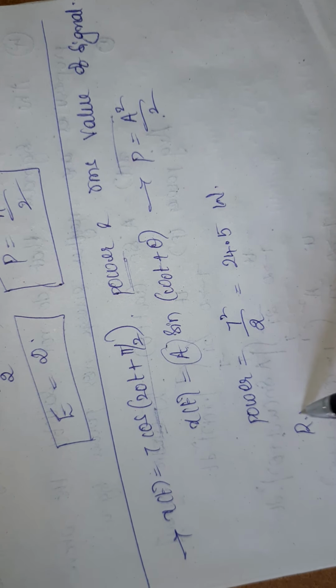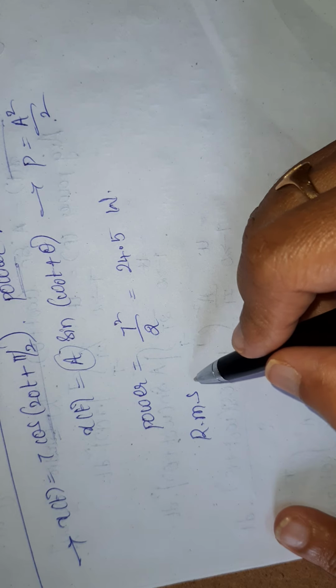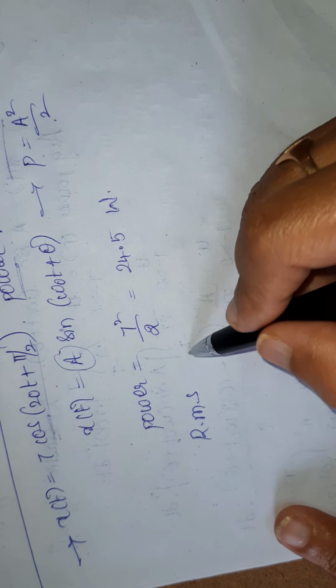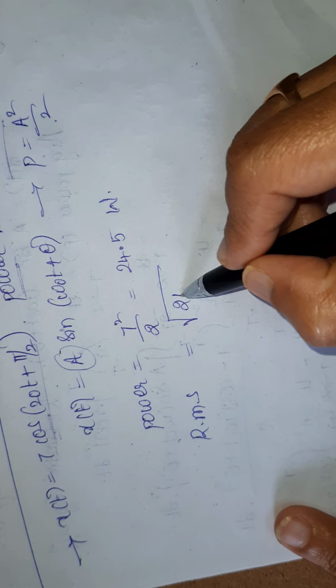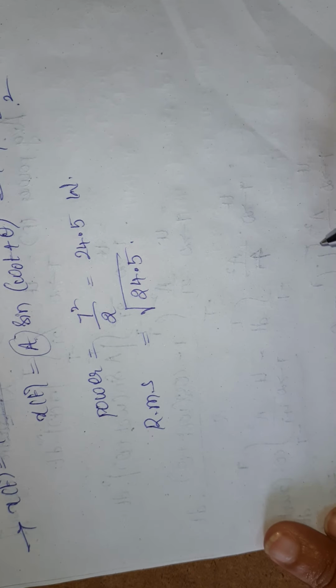And what is RMS? RMS is nothing but root mean square. The root mean square value of the signal is the square root of 24.5. So, very simple problem.